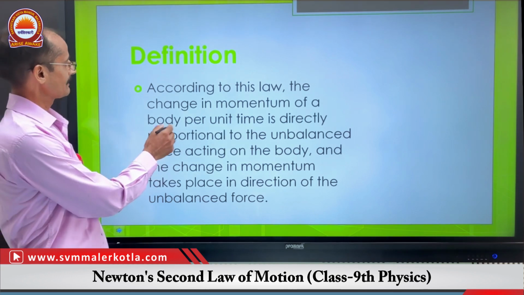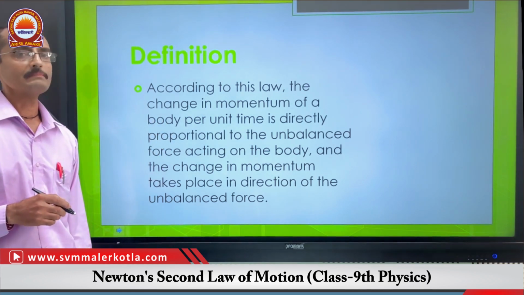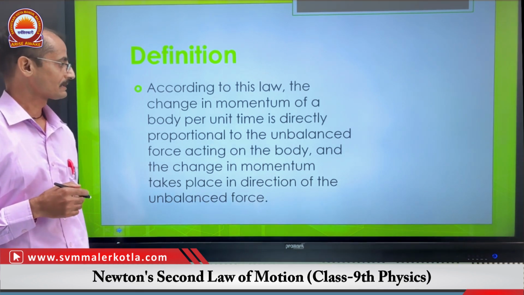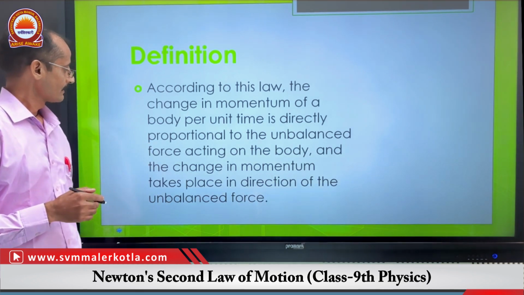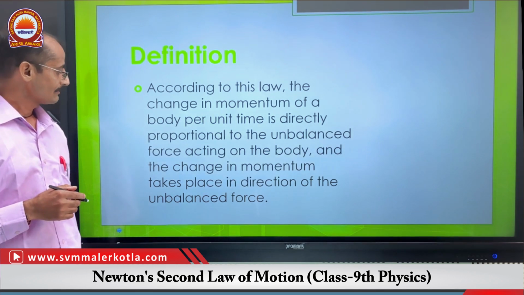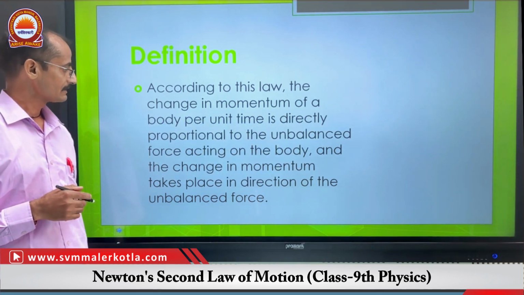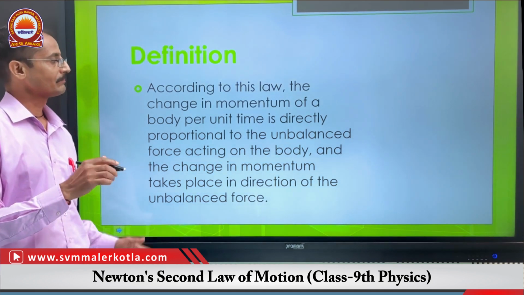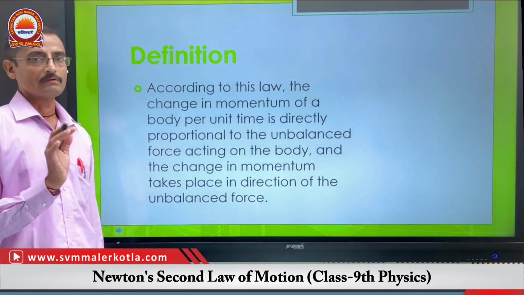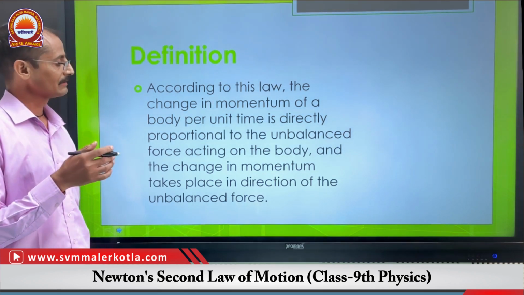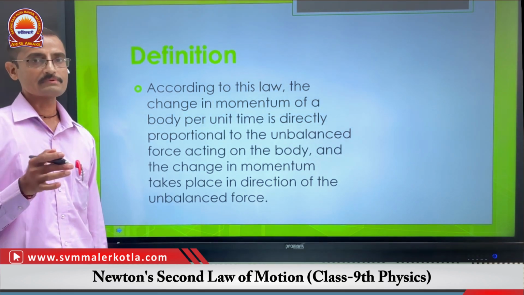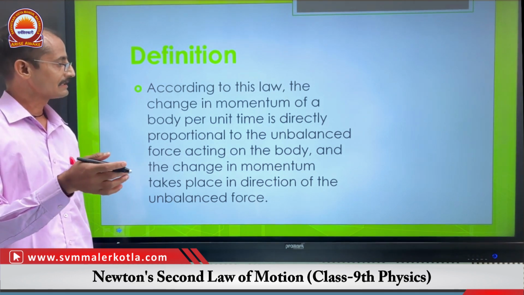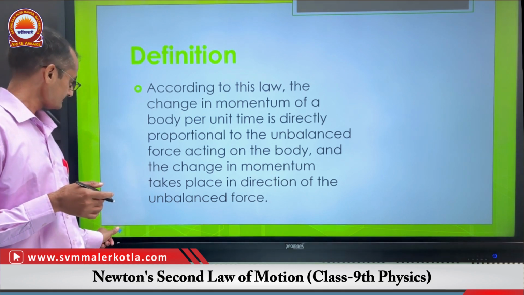change in momentum of a body per unit time is directly proportional to the unbalanced force acting on the body, and the change in momentum takes place in the direction of the unbalanced force. Say we have a body, now we will apply a force, then that body has a change in momentum, and that change takes place in the direction of the applied force.